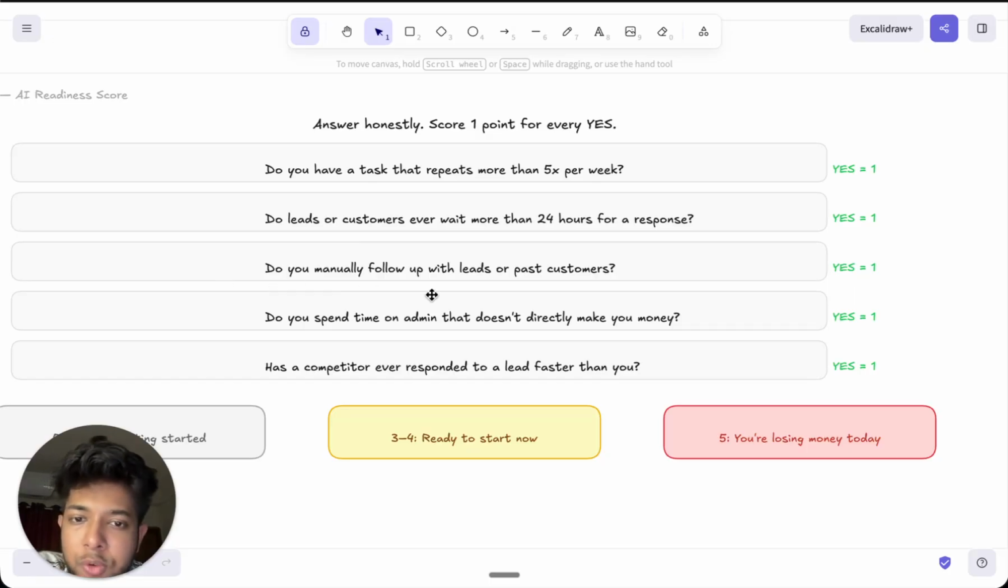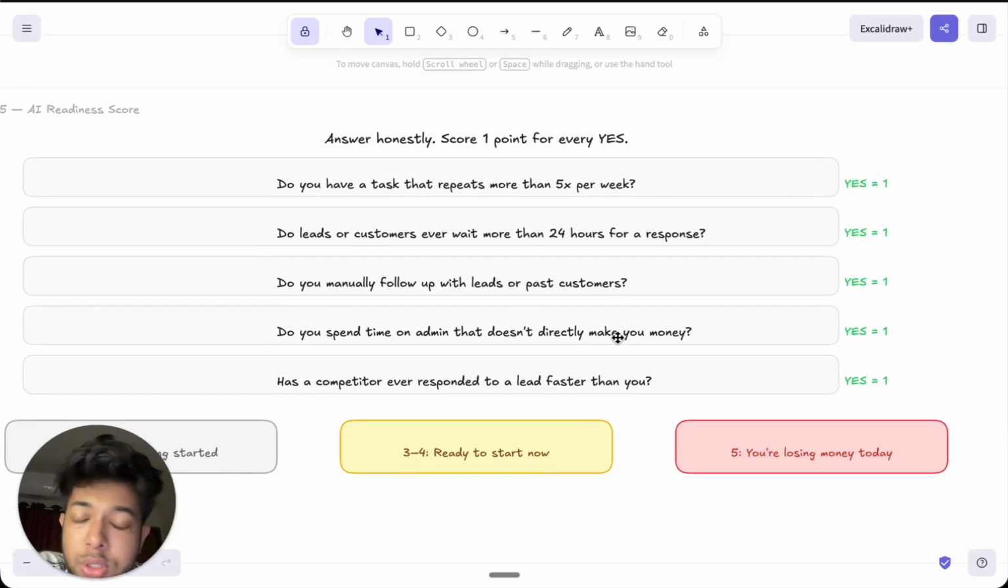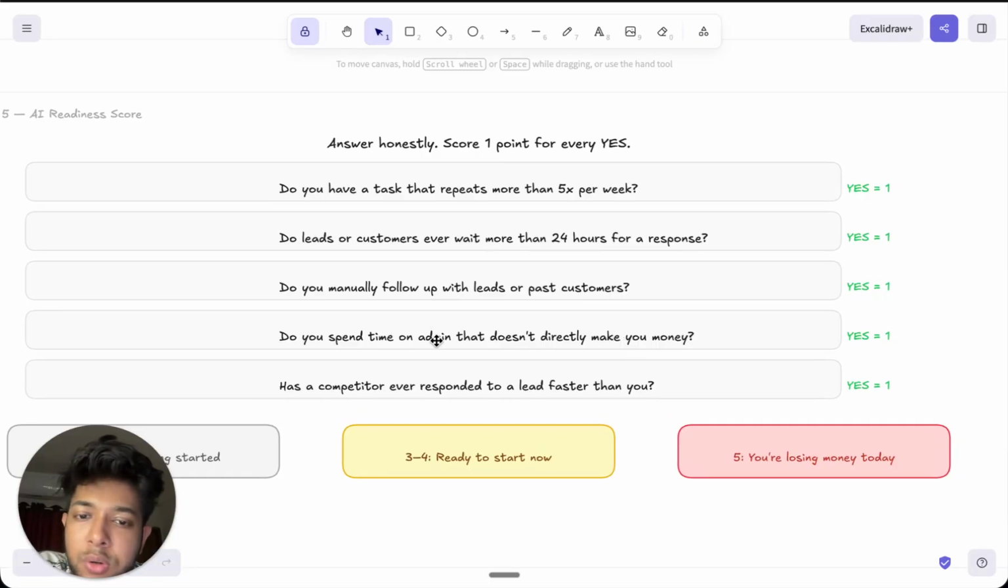And then, do you manually follow up with leads or past customers? I'm pretty sure you do. Every business goes through all of these steps, and they were all doing it manually, but now AI is replacing all of these tasks. And now, do you spend time on admin that doesn't directly make you money? This is a very important question that you need to answer as well. This may feel like you're working in the business, but you're not working on the business. You're not working on growing your business, all right?